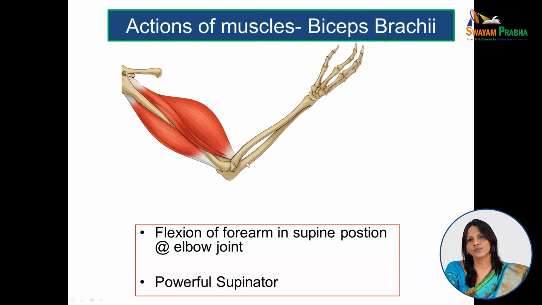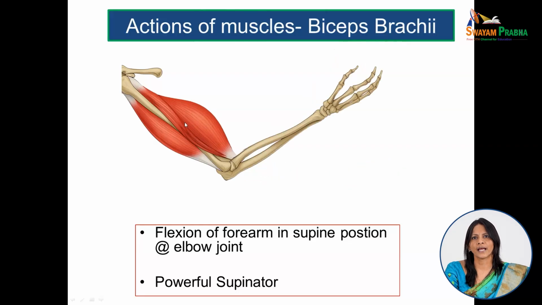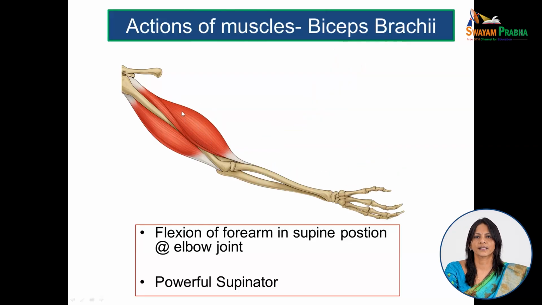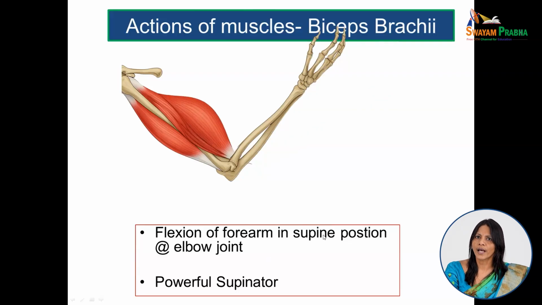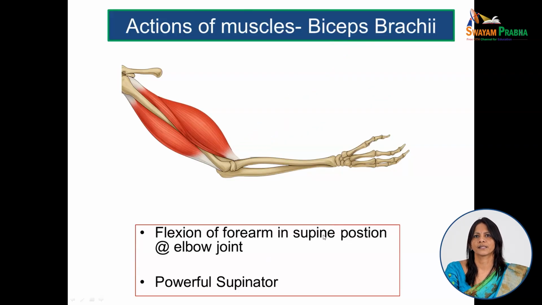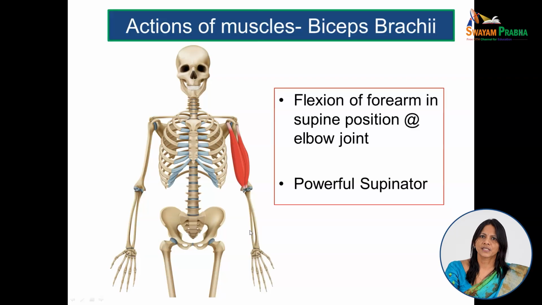So, the flexion of the forearm in the supine position at the level of the elbow joint is taken care of by the biceps brachii muscle. It also happens to be a powerful supinator. The supination action is from the pronated position, the forearm goes for supination. So, this powerful supination action, especially in a flexed position, is taken care of by the biceps brachii.